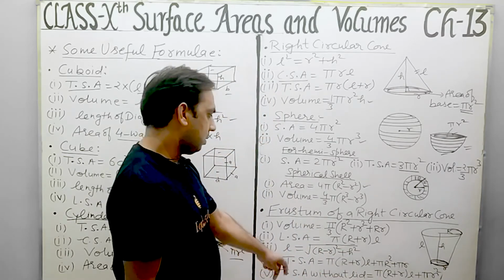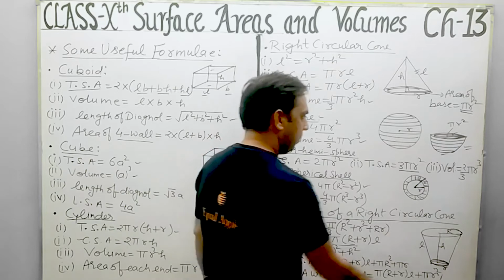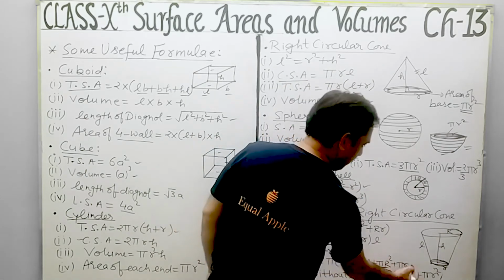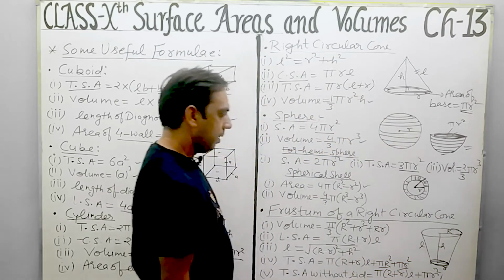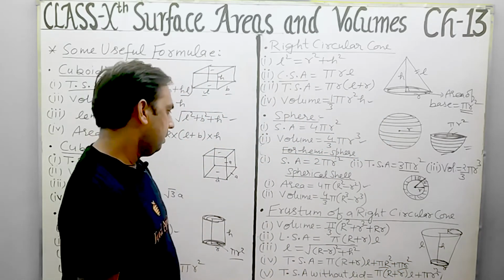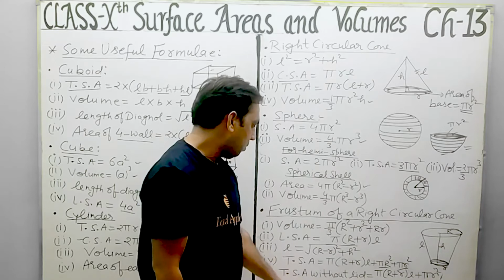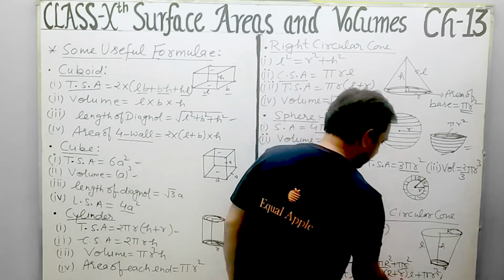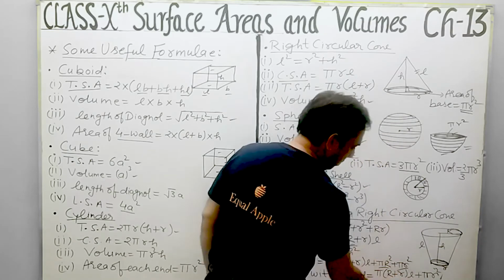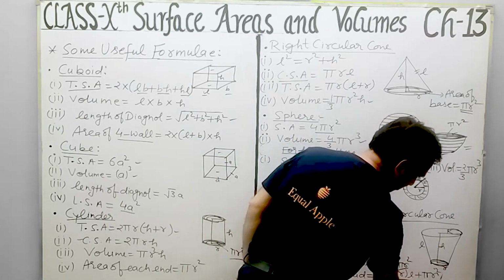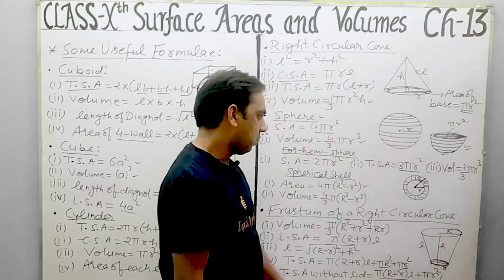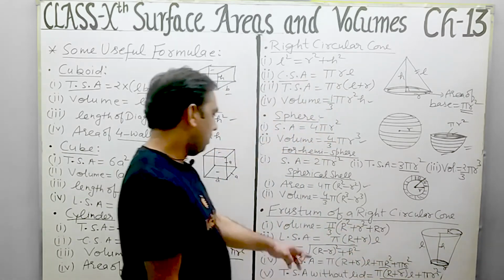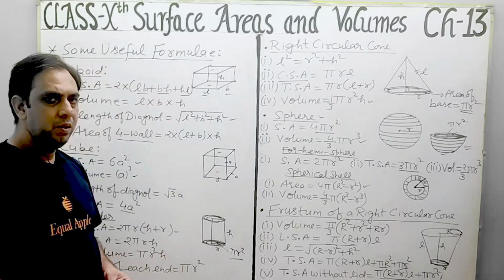And the total surface area, for that top and bottom are included. For that we need to add pi capital R square plus pi small r square. So if we want to find the total surface area without lid, like a glass or a bucket shape, we need to use this formula, in which our top part is not included. So this is the formula of the total surface area of frustum without lid.